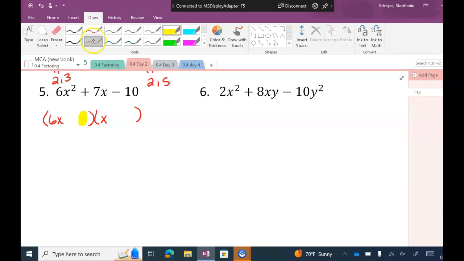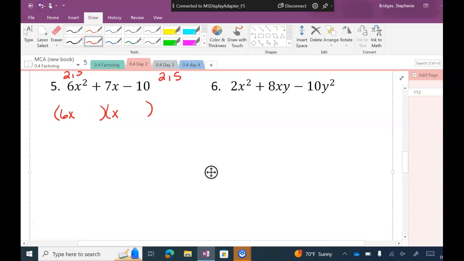So if it is going to work with this, then the 1 would have to go here and the 10 would have to go here. If I multiply there, that's 60. That's 1. That does not subtract to give me 7, right? Which means if I'm using 6 and 1, 10 and 1 is not going to work.